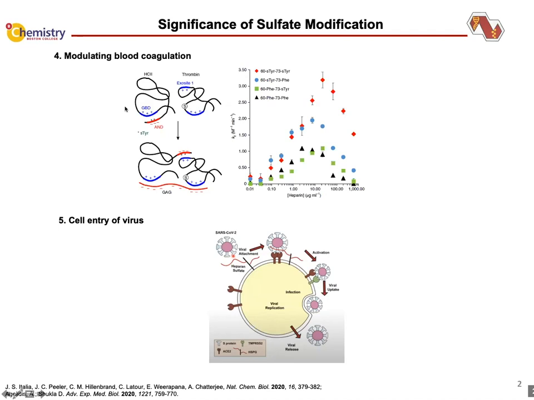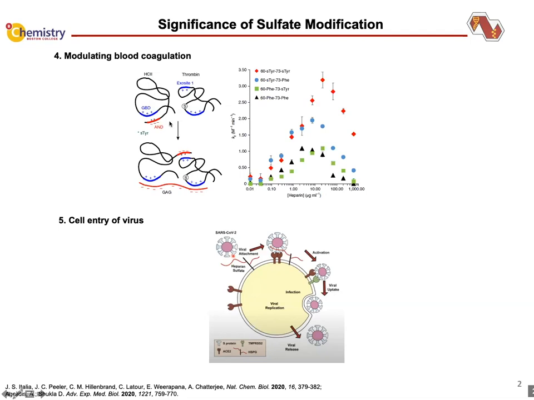The function of sulfoproteins in the blood coagulation pathway is one of the better understood functions of sulfoproteins. Here, you can see a figure from a work recently published by our colleague, also at Boston College, Professor Abhishek Chatterjee, and his group. They studied the function of a particular protein called human heparin cofactor 2, or HC2. In that protein, the N-terminus of HC2 is sulfated at two tyrosine residues.